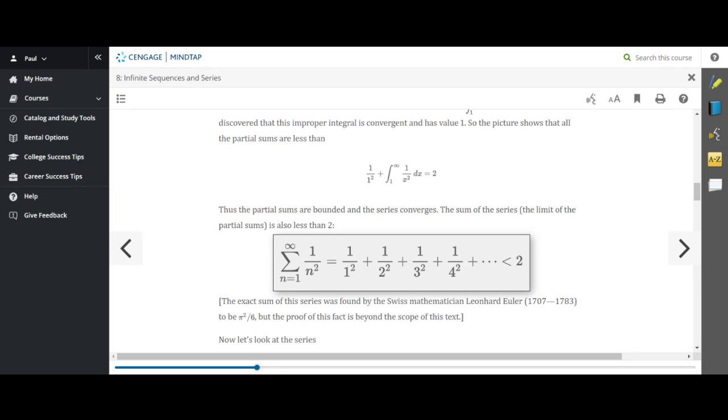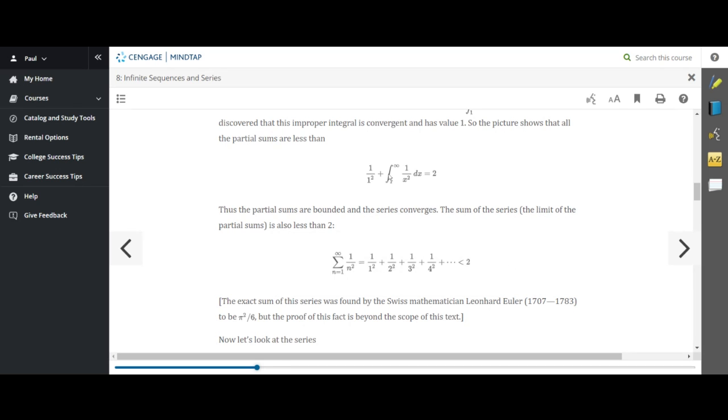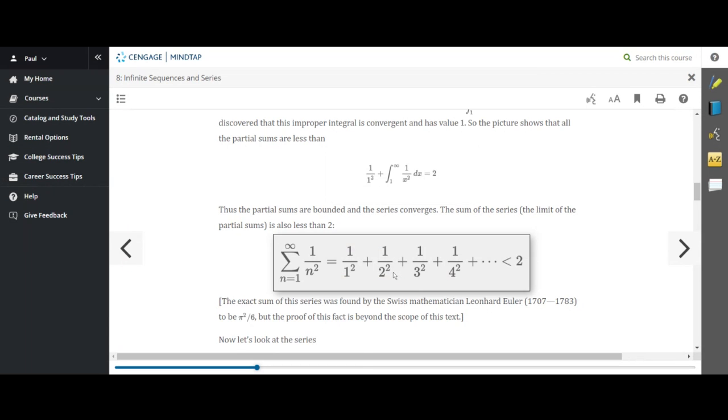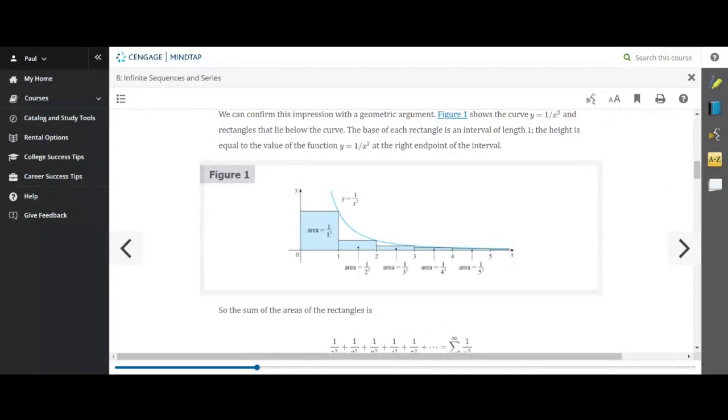And that's the idea. Well, 2, Sophie, because if you look above, this sum here equals 2. And the improper integral contains more area than our series does, starting from the second term onward. So that's why they say this. If you look at the picture in figure 1, it'll help you get a feel for what they're talking about.